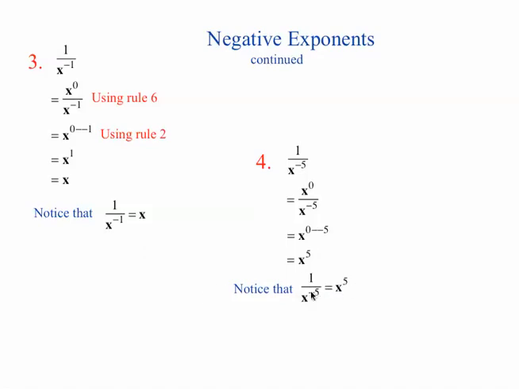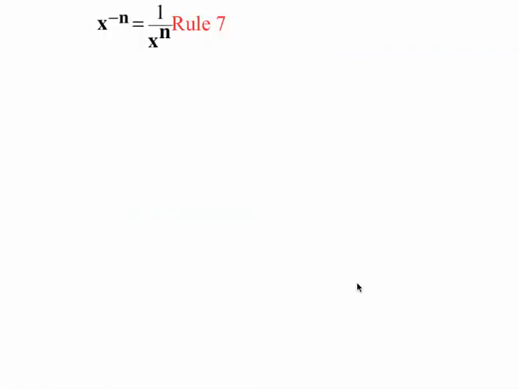So I want you to notice that whenever we have a negative exponent, basically it's on the wrong floor. If your negative exponent was in the numerator, we moved it down to the denominator, and it became a positive exponent. When it's in the denominator with a negative exponent, we moved it up into the numerator and it became a positive exponent. So rule number 7 is if you have x to the negative n in the numerator, we move it down to the denominator and it becomes a positive exponent. Or if you have 1 over x to the negative n and the negative exponent's in the denominator, we move it up to the numerator and it becomes a positive exponent.